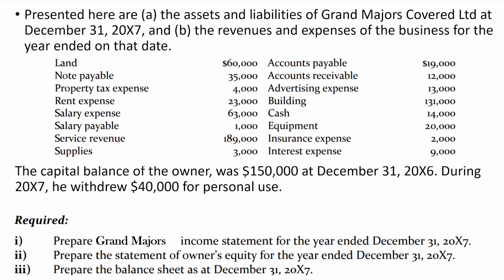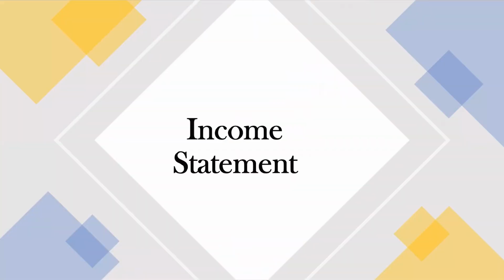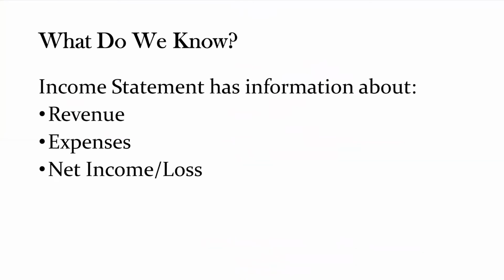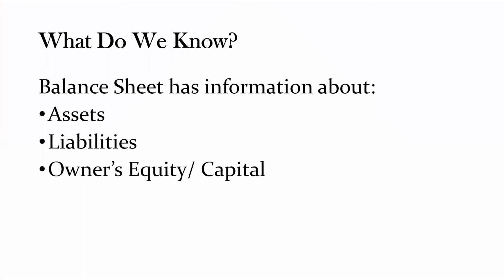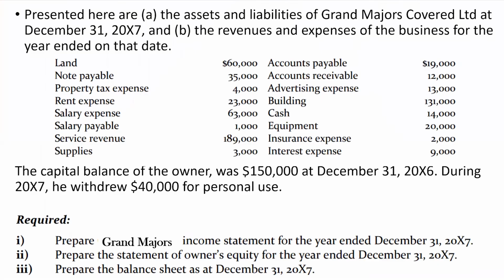So let's see what those are, what they talk about and what they include. Our income statement has information about revenues, expenses, and net income or loss. Our statement of owner's equity, as we would have done before, this is what it looks like. It includes information such as our beginning capital, additional investments by the owner, net income from the prior statement that we would have done, withdrawals, and ending capital. Our balance sheet, what does that include? The balance sheet has information about assets, liabilities, and owner's equity and capital, and that would be coming from the statement before. All right, so let's look back at the question.